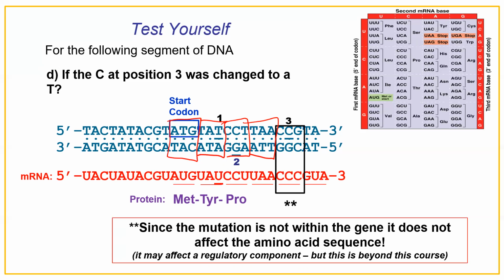It may affect something else, maybe a regulatory component or something like that. But as you can see in my note, that's beyond the scope of this course. But if you want to write that, that's fine. But the answer for this question is it doesn't affect the amino acid sequence because it's outside of the coding region of the gene. So same thing, if I had a mutation maybe up over here somewhere, it could affect the promoter, but it's not going to affect the sequence of the amino acids. So not meant to be a trick question, just meant to think about what is going on here in terms of the codons and the amino acid sequence.